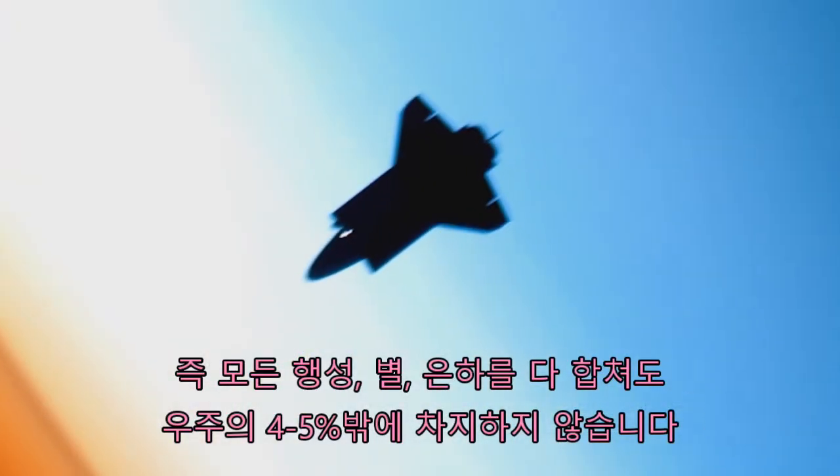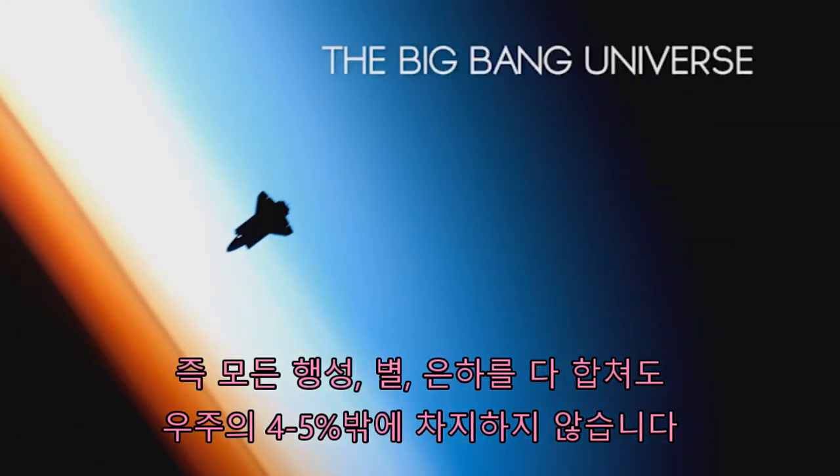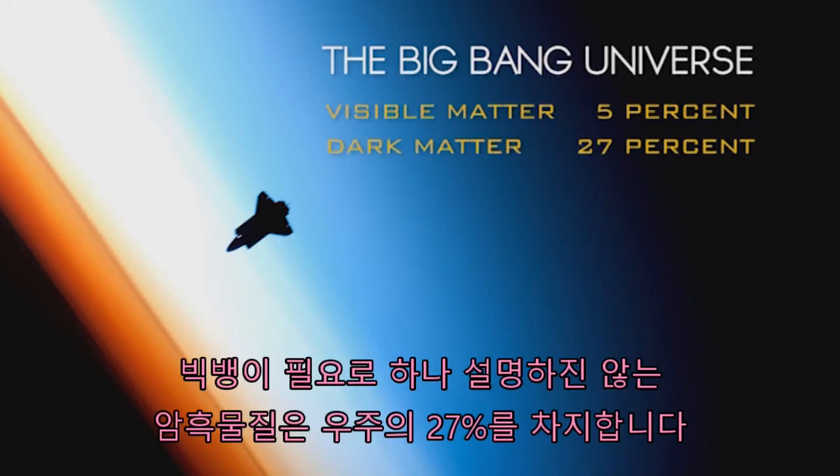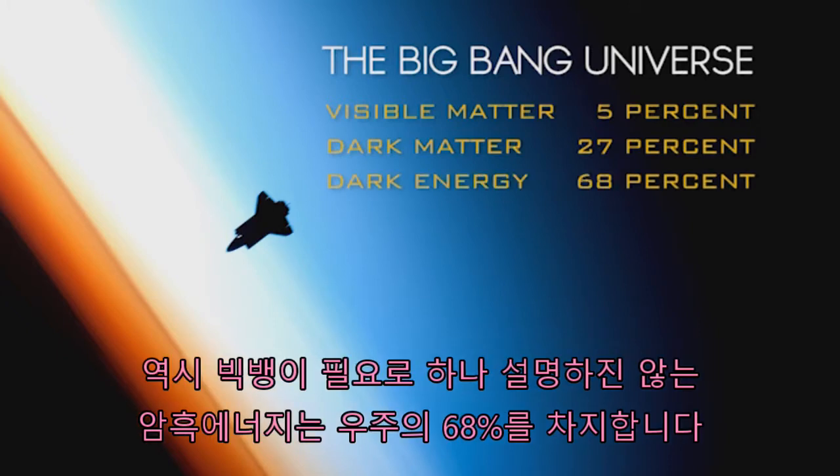In other words, everything we can see in the universe, its planets, stars, and galaxies, only make up between 4 to 5% of the universe. Dark matter, which the Big Bang model requires but doesn't explain, makes up about 27%. And dark energy, which again the Big Bang model requires but doesn't explain, makes up about 68%.